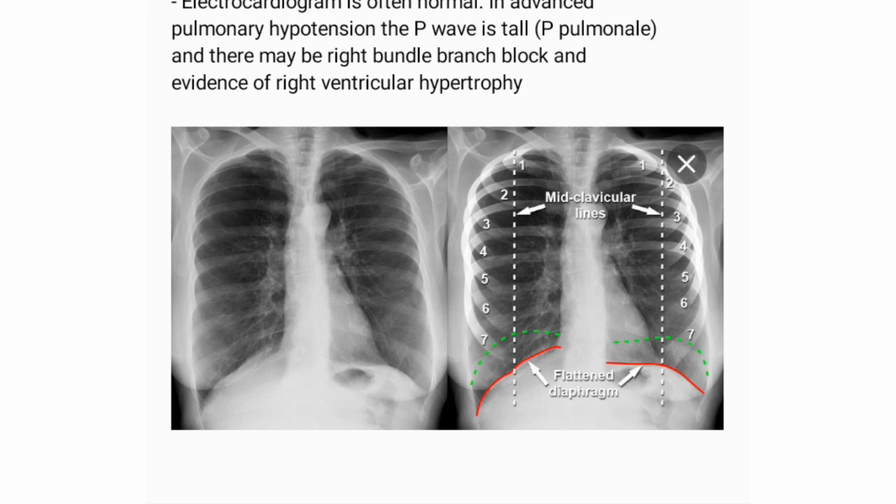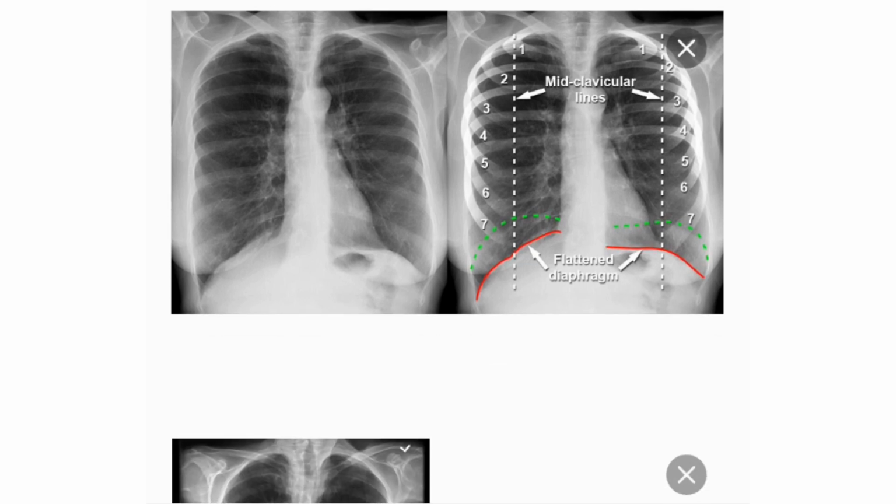Then there may be right bundle branch block and evidence of right ventricular hypertrophy. Okay, then the chest X-ray findings, or how the chest X-ray looks. So this is how the chest X-ray looks.